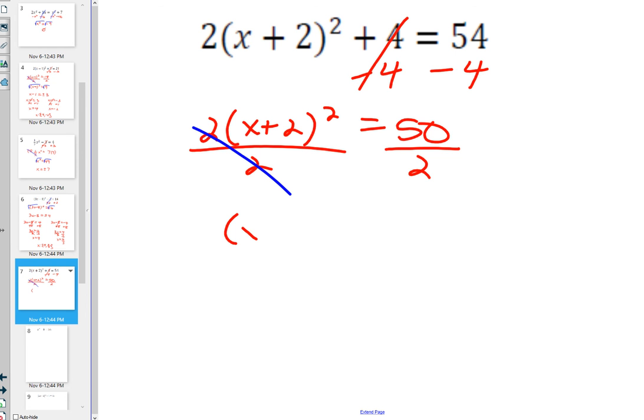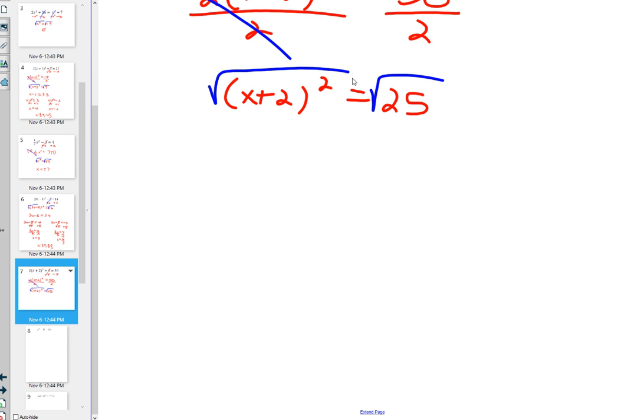So we get (x plus 2) squared is equal to 25. Normally we get rid of the square at the end, with this exception. When there's a parentheses, and even if it's in the parentheses, we would cancel out at the end. So let's get rid of the square now.